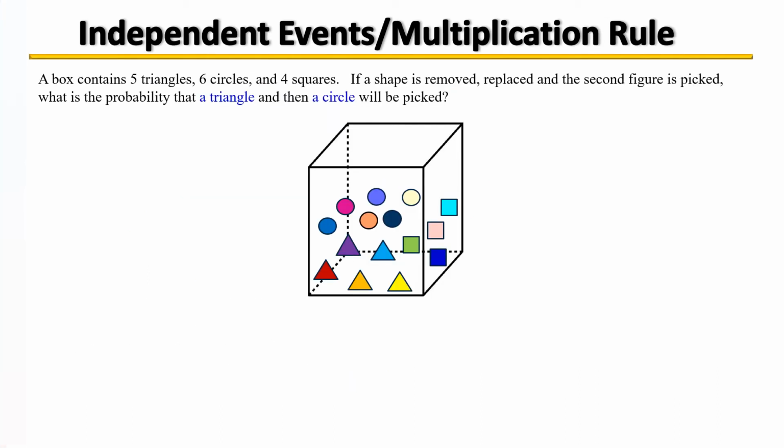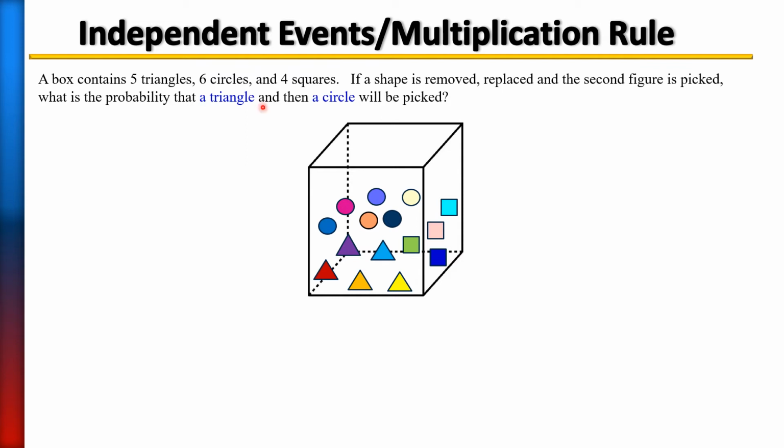A box contains 5 triangles, 6 circles, and 4 squares. If a shape is removed, replaced, and the second figure is picked, what is the probability that a triangle and then a circle will be picked? Well, these are two compound events. Notice you see here the "and."